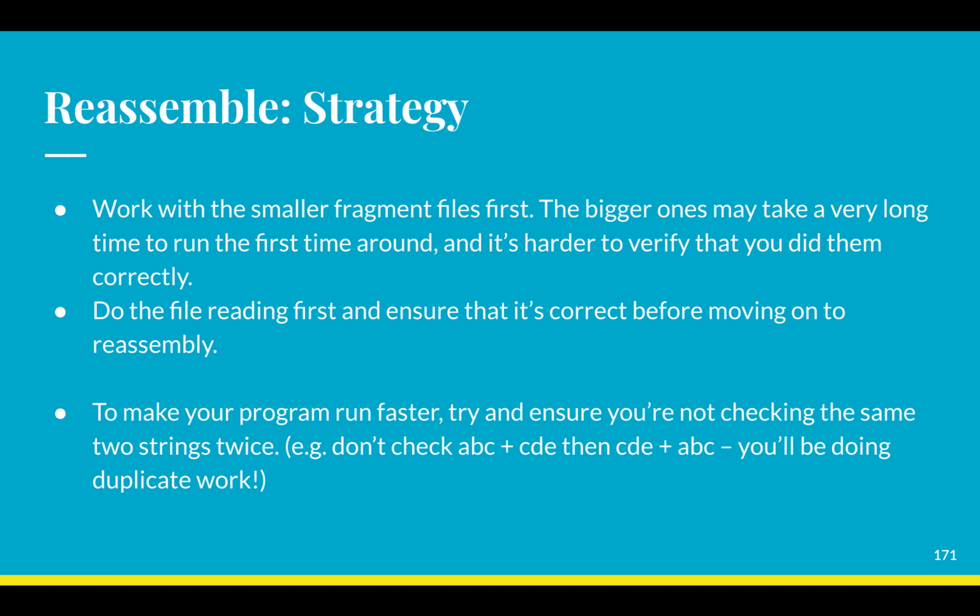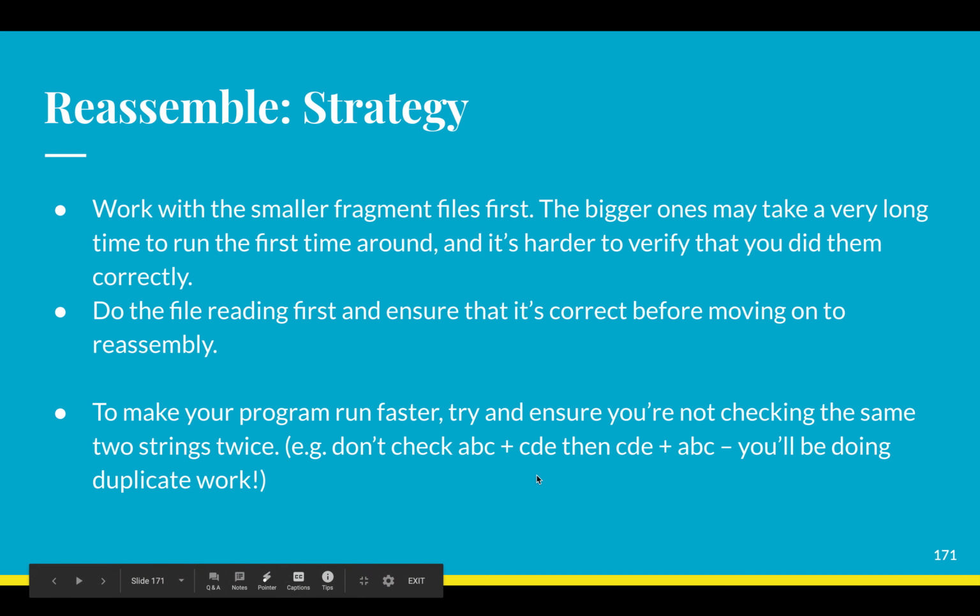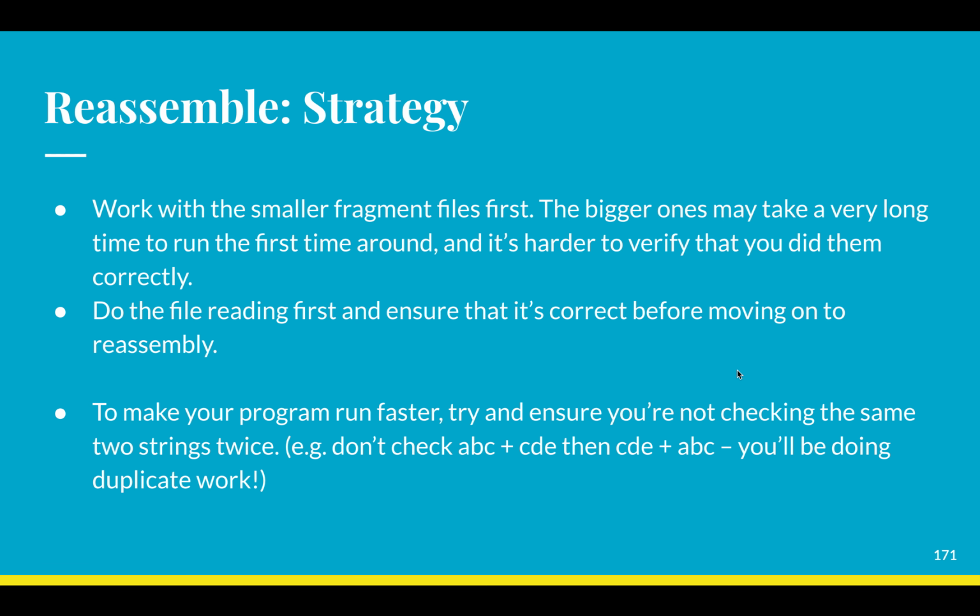And then if you want to make your program run a bit faster, one thing to do is to make sure that you're not checking the same two strings twice. In other words, don't check ABC CDE followed by CDE and ABC. You're just going to be doing duplicated work. So you might want to think of a way to get around that issue.